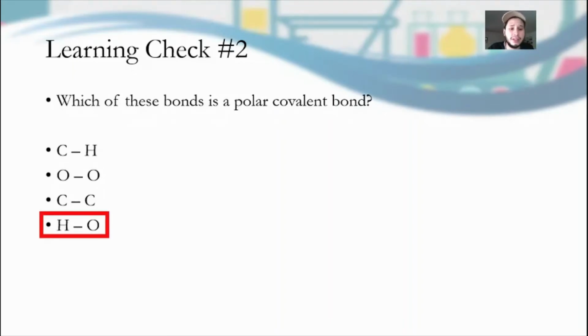Well, the first one is C-H. Remember that that's the bond that you have to memorize as nonpolar, so it can't be the first bond. O bonded to O: an element bonded to the same element is a nonpolar bond. Therefore, it can't be O-O or C-C. H-O is not any of those bonds that I talked about in the previous slide. So H-O is a polar bond. So the last choice will be your answer.